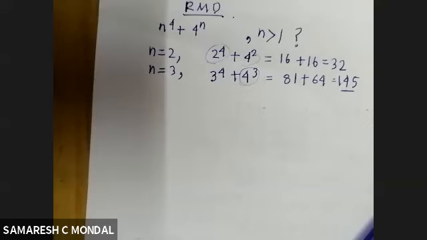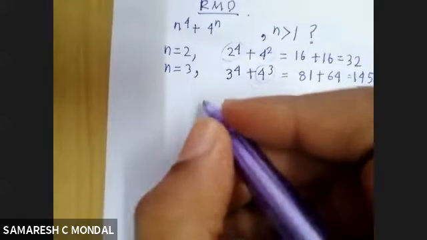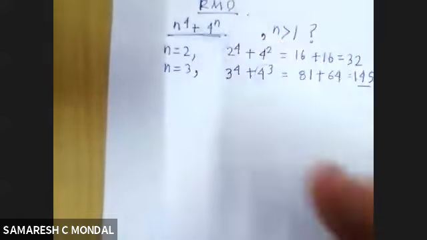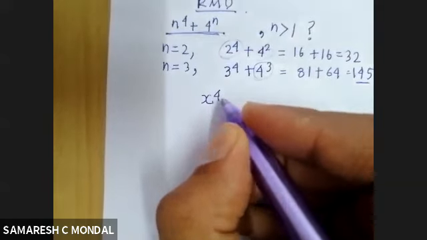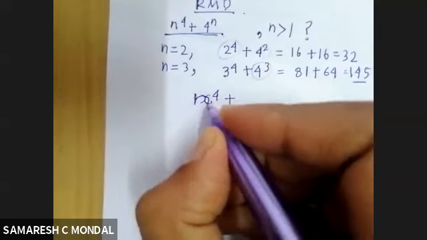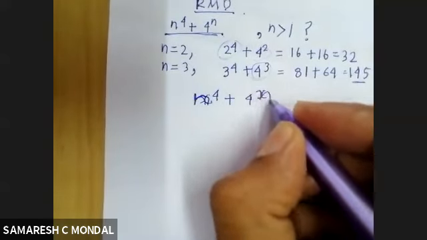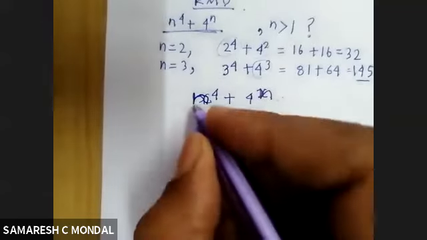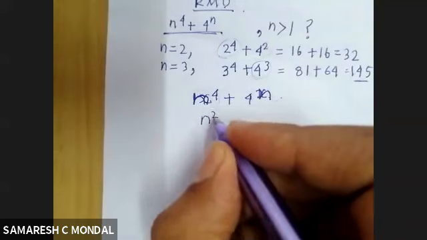We are going to take help from the Sophie Germain identity, if you recall. For your simplicity, I'll write x to the power 4. Okay, fine. Let it be n to the power 4 plus 4 to the power n. So I'll consider it like a square plus b square.